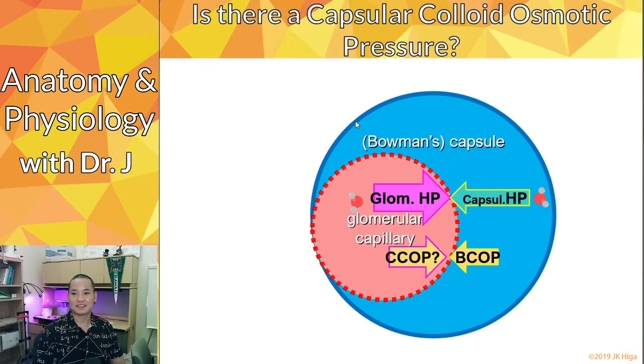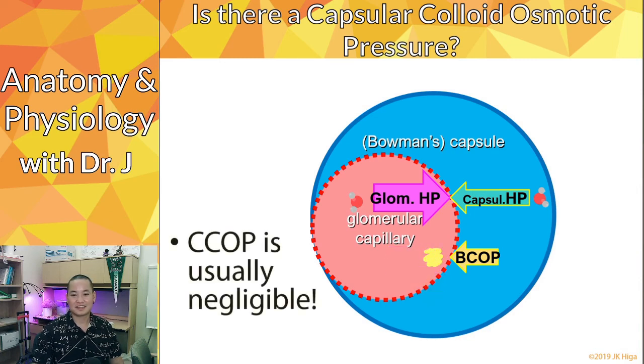All right, so then back to the capsular colloid osmotic pressure, that CCOP. Is there a CCOP? The thing is that it's usually negligible. Why? Because your albumin should stay in your bloodstream. It should not end up in your capsule. So this is why in healthy people, CCOP is usually 0.